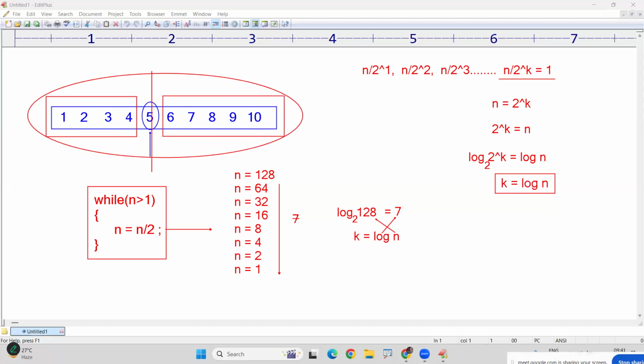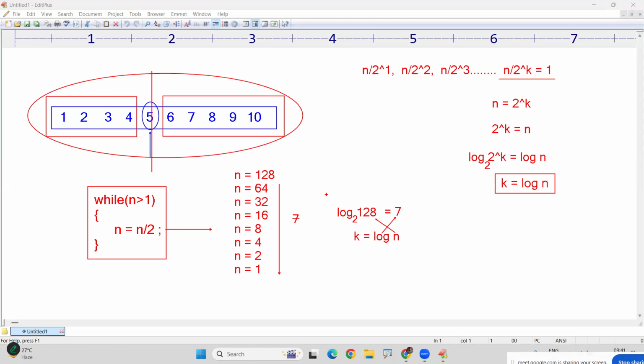That's why we say that it takes log n time. Linear search means big O of n. Binary search means big O of log n. Big O of log n. That is the simple way we understand it.